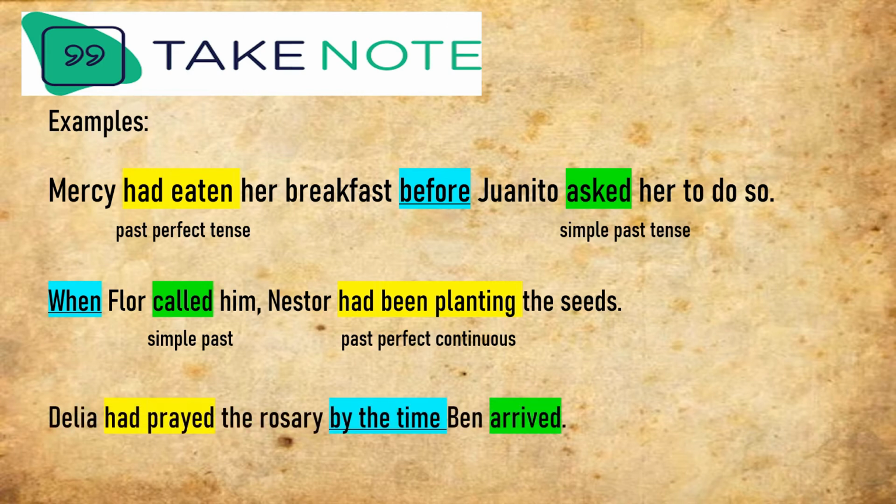Another example, we have: Dahlia had prayed the rosary by the time Ben arrived. The time expression here is by the time, and after this time expression we can see the verb arrived, which is in simple past tense, and the verb in past perfect tense is had prayed because it has the auxiliary verb had and the past participle prayed.